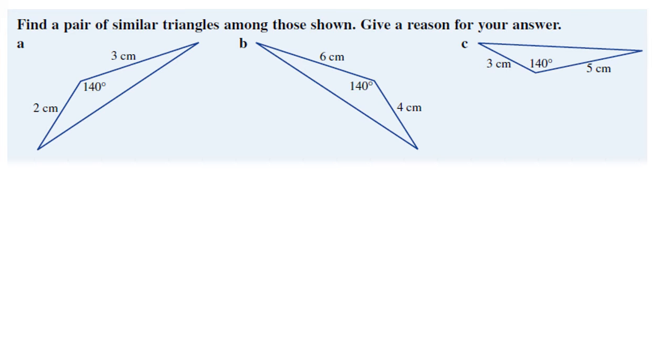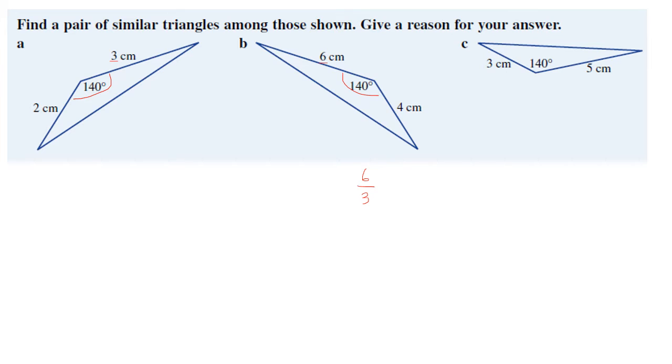I'd like you to find a pair of similar triangles from the three below and give a reason for your answer. So pause the video and have a go. We've got an angle that's 140 degrees here and here on triangles A and B. Let's see if the two sides on either side of the included angle are in the same proportion. Let's look at the bigger side on triangle A compared to the larger side on triangle B, and see what the ratio is. So 6 divided by 3 is our ratio.